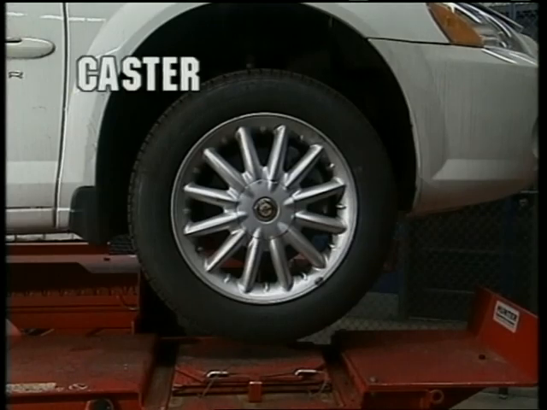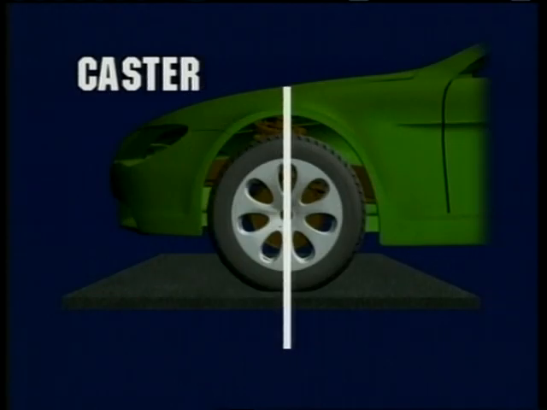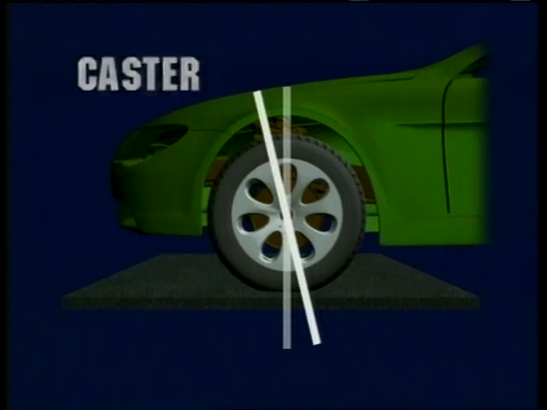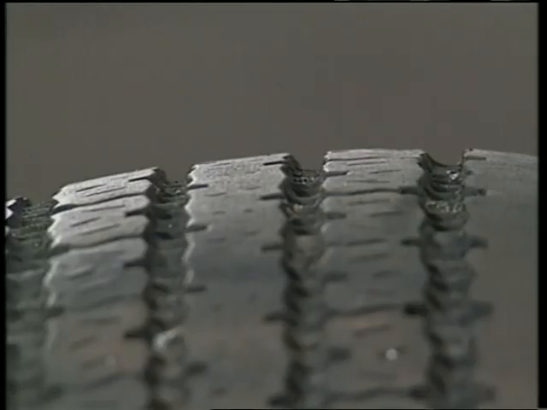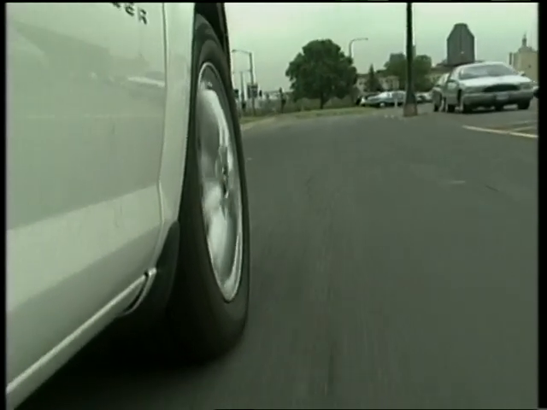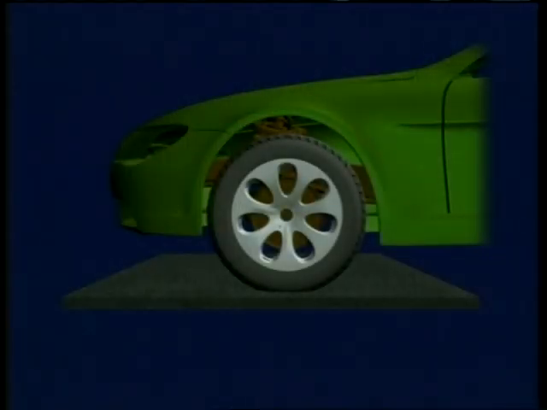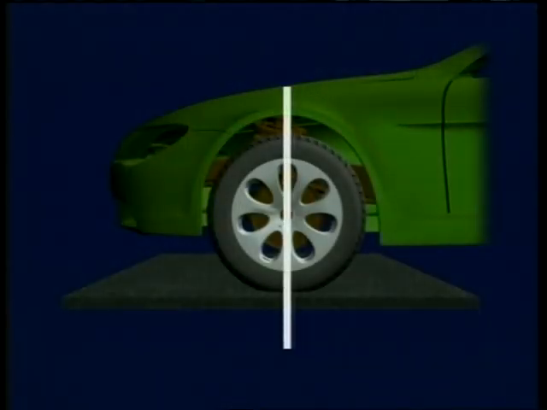Caster is the angle of the steering axis of a wheel from true vertical when viewed from the side. It's a directional stability adjustment and is measured in positive or negative degrees. Caster has little effect on tire wear, but does affect where the tires touch the road. This can be illustrated by an imaginary center line drawn through the spindle support.